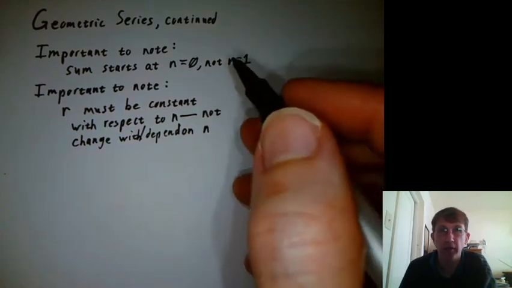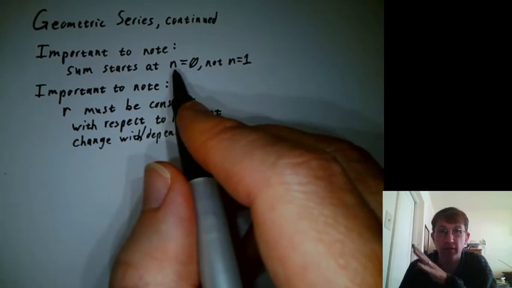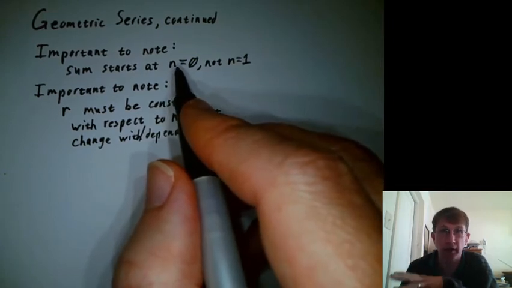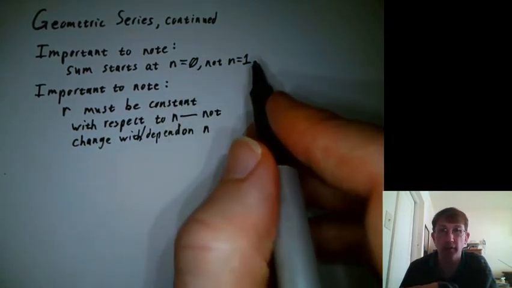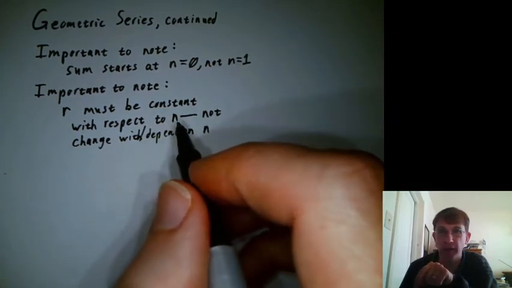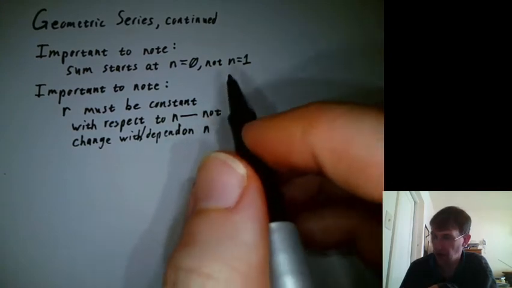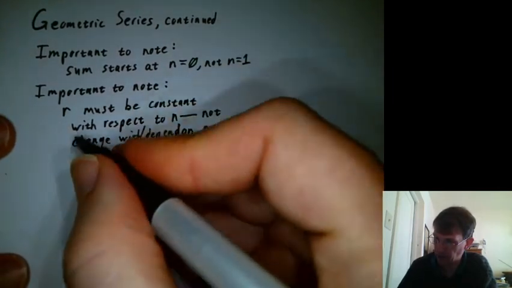There are a few things that are important to note about the geometric series. Note the formula that we use to define the geometric series starts summing at n equals 0, not n equals 1. And also the r value must be constant with respect to n. It can't change when n changes or depend on n. Let's do some quick examples of this.